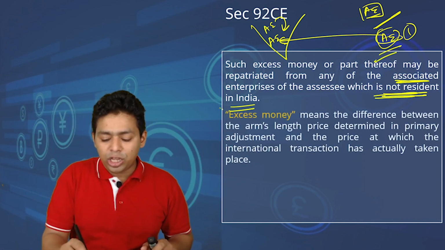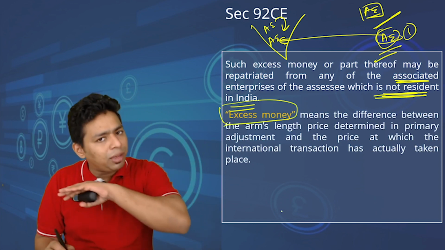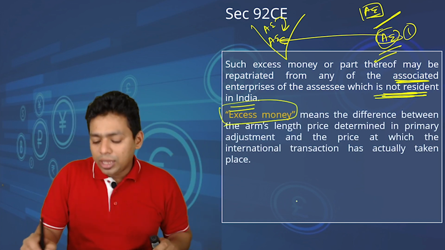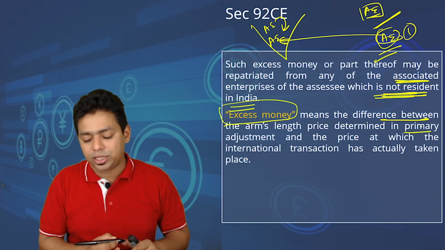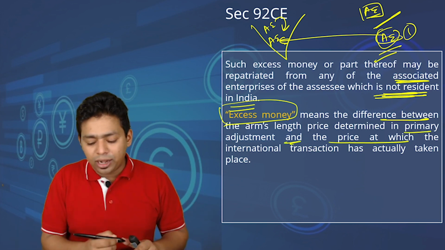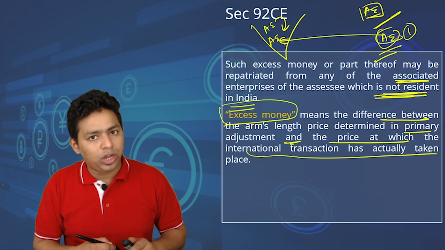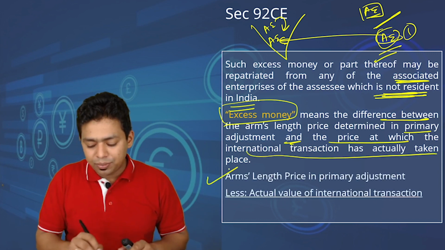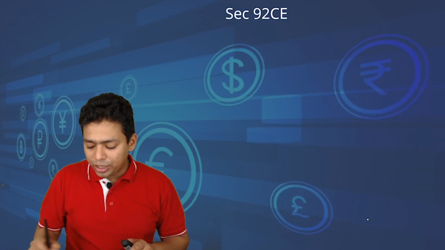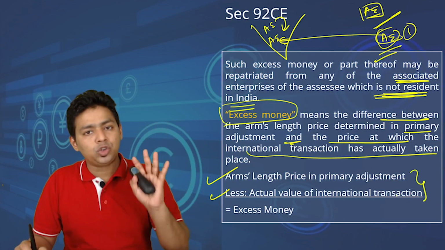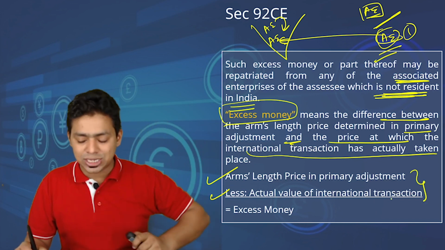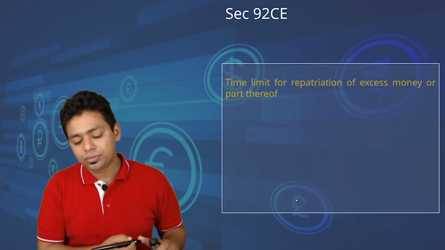Okay. So what do you mean by excess money? Excess money is nothing but the primary adjustment. Excess money means the difference between the arm's length price determined in a primary adjustment and the price at which the international transaction has actually taken place. Arm's length price minus transaction value is equal to excess money. Okay, but don't memorize this format, the difference. It should be the difference. You should know it as the difference between these two prices.